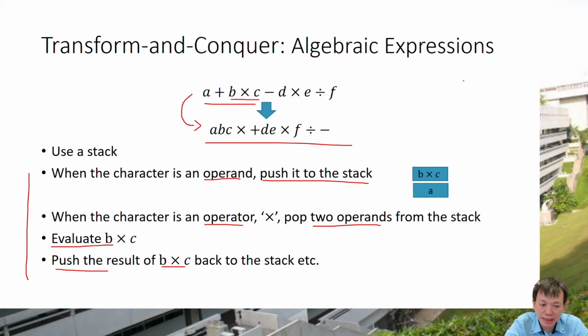the evaluation step becomes very systematic and easy. I just need to read. If it's an operand, I push. If it's an operator, I pop two things out, evaluate them, and then push the result back. And then keep repeatedly doing this until the whole expression is done. Yeah, that is how the calculator works at the back.